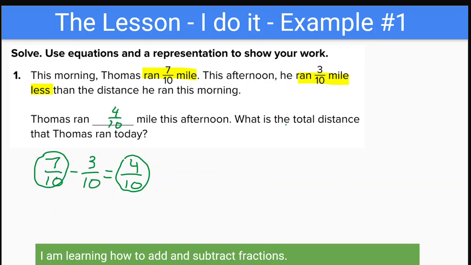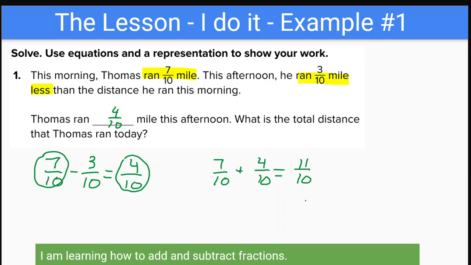And the question is, what is the total distance that he ran for the day? So we have 7/10 in the morning plus 4/10 in the afternoon. We just have to add those together. 7/10 and 4/10 is 11/10. Now if you want to be really smart, you can fix this. This is an improper fraction. It's got a bigger numerator than a denominator.